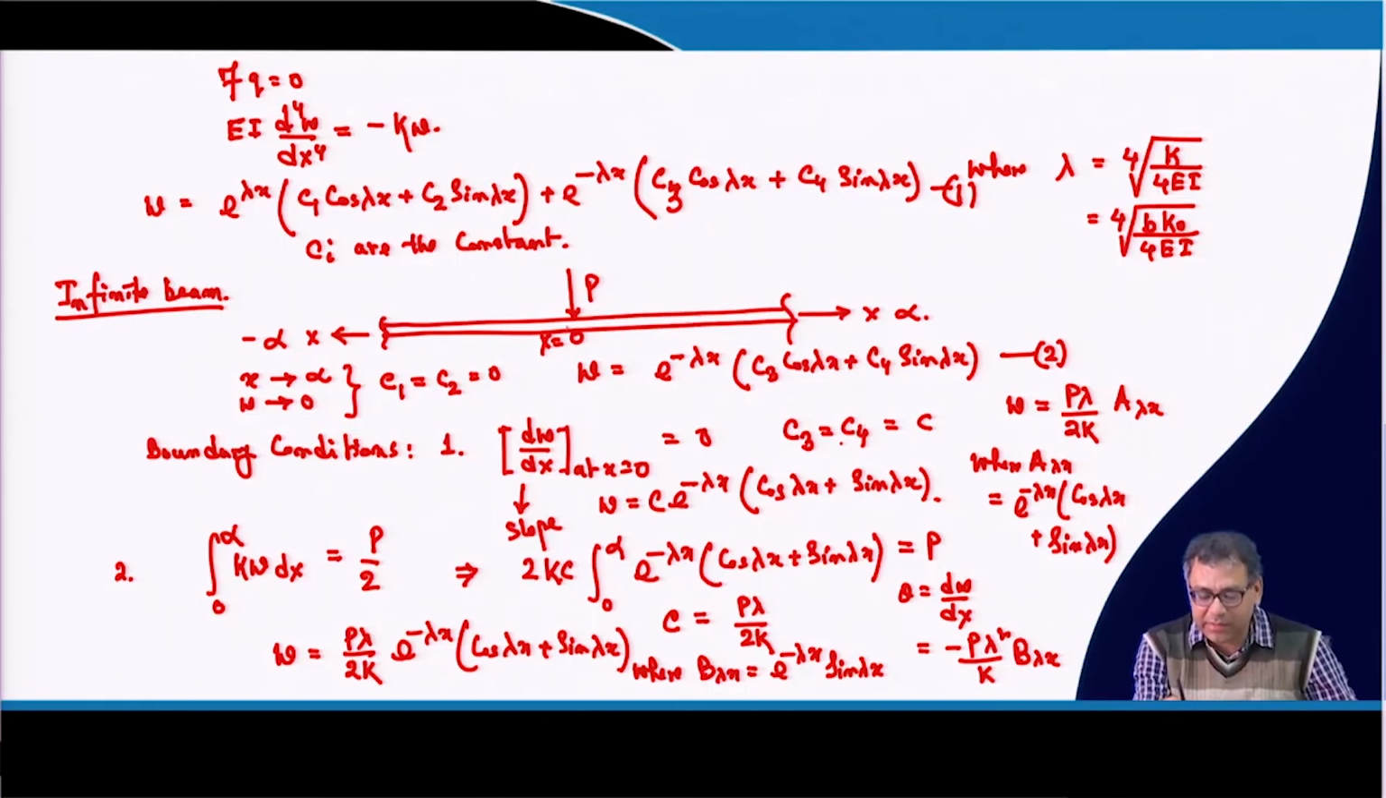If I want to determine the deflection of the loading point itself, then I have to put x equal to 0. So, if I put x equal to 0, sine 0 is 0, cos 0 is 1. So, at x equal to 0, w is equal to P lambda by 2k. In a similar way, I can determine the deflection or bending moment or slope or shear force at any point away from the loading point.